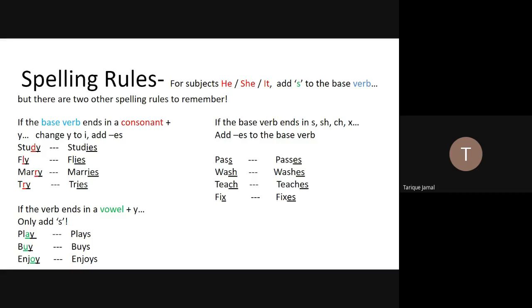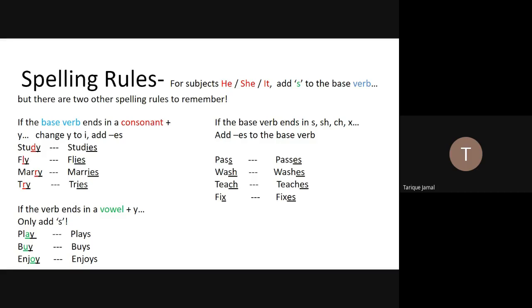The examples are right there, which you guys will go through yourselves after I explain the next one. Now, if the base verb ends in s, sh, ch, x, add es to the base verb. Okay? If it ends in s, sh, ch, x, add es to the base verb.